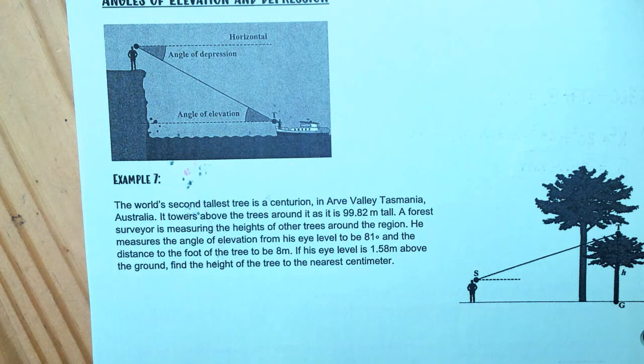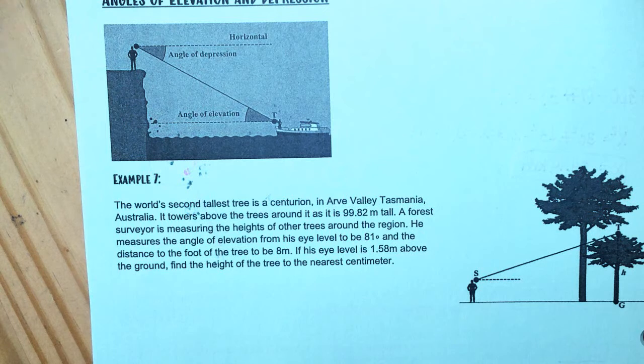It towers above the trees around it as 99.82 meters tall. A forest surveyor is measuring the heights of the other trees around the region. He measures the angles of elevation from the eye level to be 81 degrees and the distance to the foot of the tree to be 8 meters. If his eye level is 1.8 meters above the ground, find the height of the tree to the nearest centimeter.